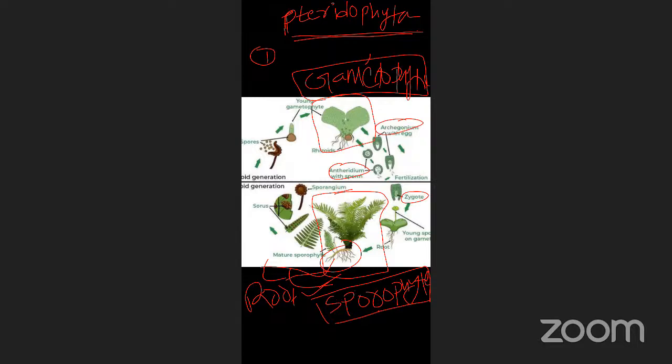So if you take any pteridophyta, the root system present is not analogous. They are true roots because they consist of vascular tissue, and it consists of stem and it consists of leaves. It consists of clear leaves, true leaves, right? Yes, sir. Next.